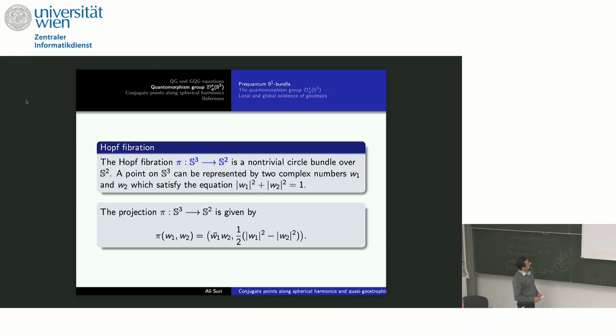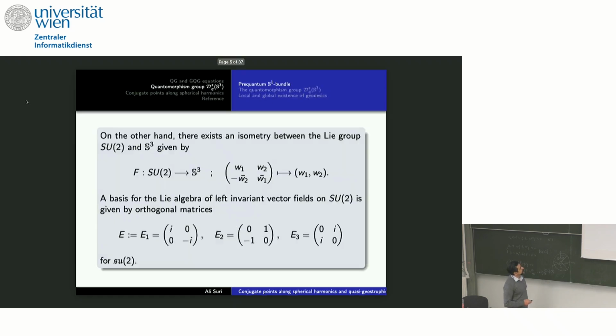Elements of this S3 can be represented by two complex numbers, for example, w1 and w2, which have norm 1. In this setting, the projection is given by this map pi, to a real number and a complex number. The sphere here has radius 1/2.